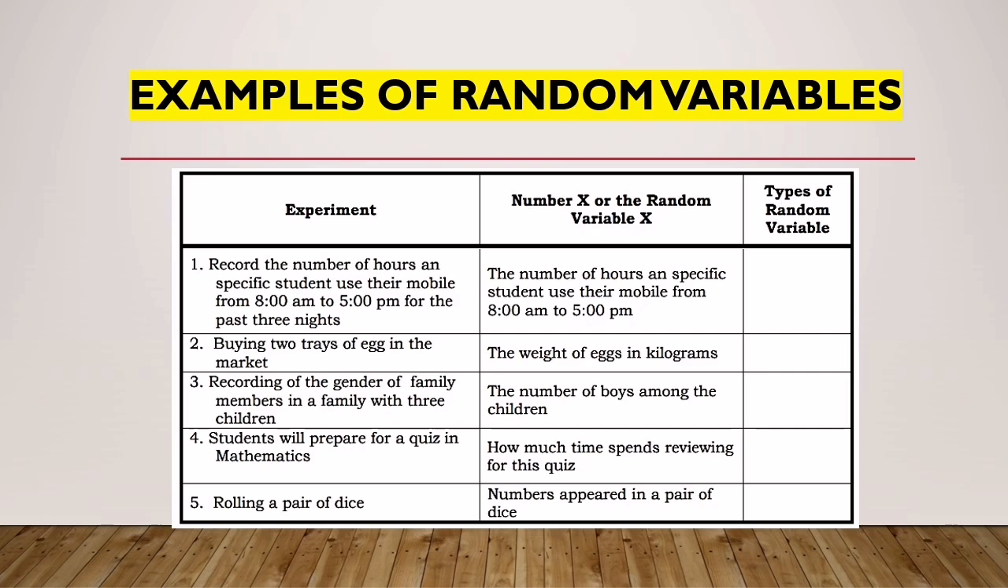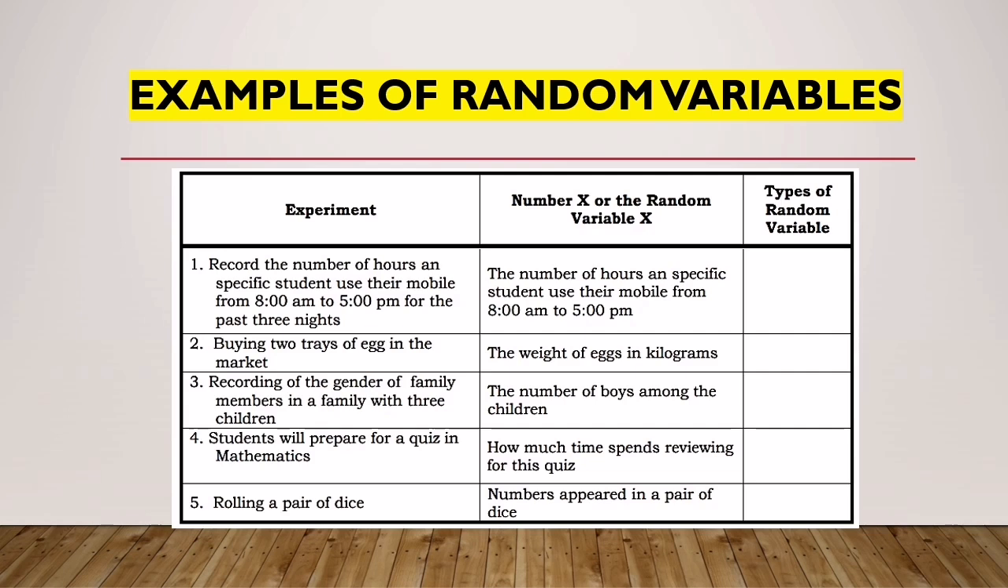So we have here examples of random variables. Try to take this as an activity to practice your skill, whether you know how to determine the type of a random variable. Example, the experiment: record the number of hours a specific student used their mobile from 8 a.m. to 5 p.m. for the past 3 nights. So the random variable here is the number of hours a specific student used their mobile phone from 8 a.m. to 5 p.m. So what is the type of variable here?